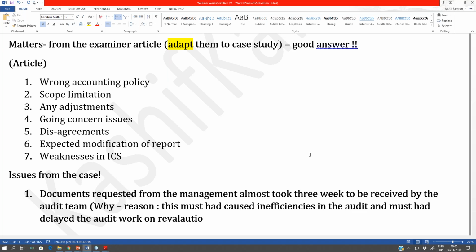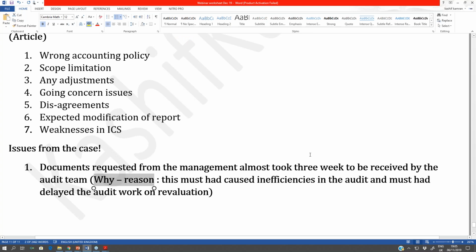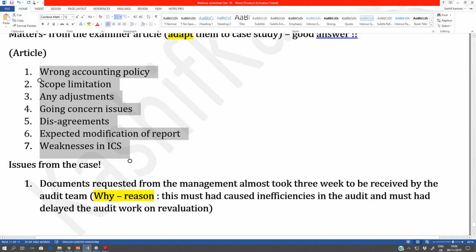That if the auditor is getting evidence on a late basis, right? The problem with students is that you look at these seven examples in the article. Will the examiner give me the marks to categorize the example from the case with the article? Am I getting marks to tell the examiner that the first issue relates with scope limitation? Will I get marks for that, or will I get marks for identifying a matter and telling why it should be included? A lot of students in the live session is doing what?